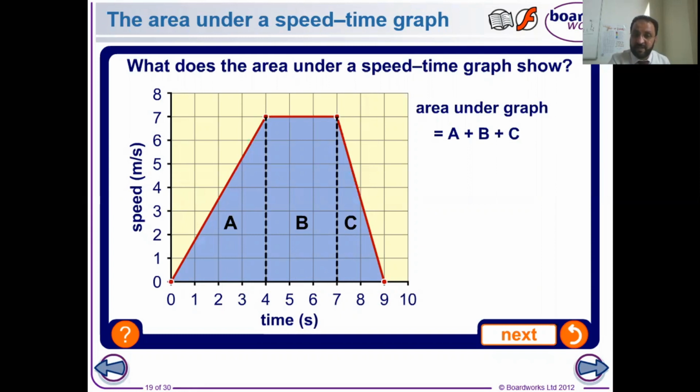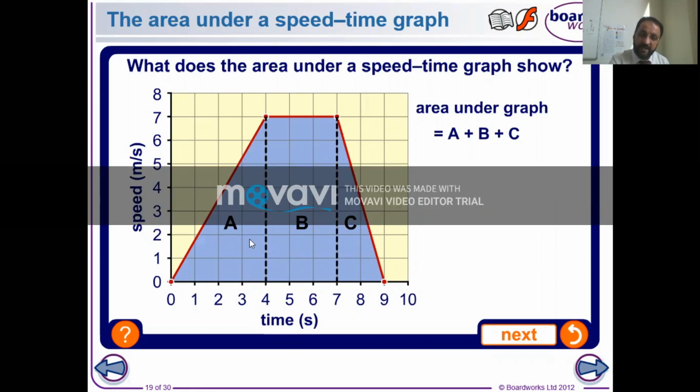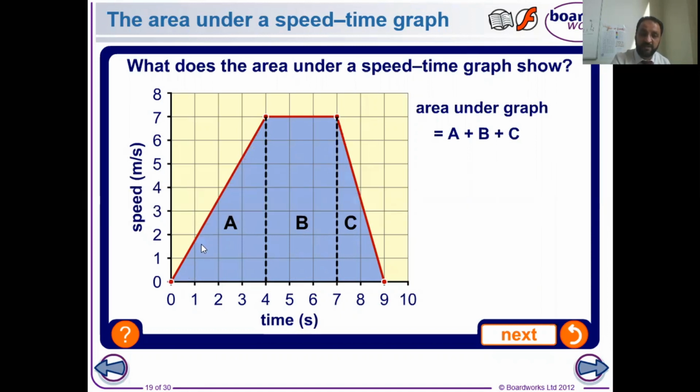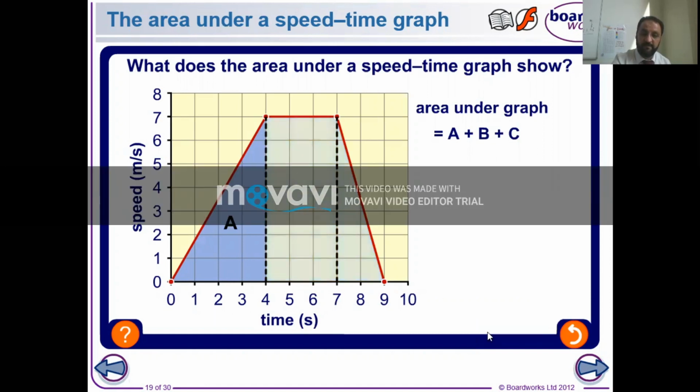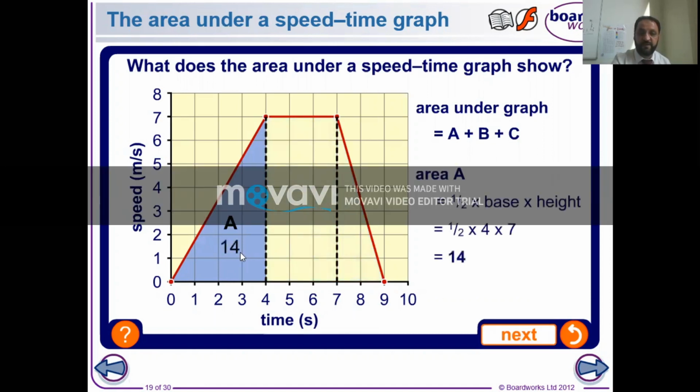Just split this graph into 3 shapes. Now draw perpendiculars from here. So now, see, A is a right angle triangle, C is a right angle triangle, and B is a rectangle. So use the formula of a right angle triangle to find the area of A, that is half times base times height. For C also half times base times height. And for B, this is a rectangle, that is length times breadth. I will show you.